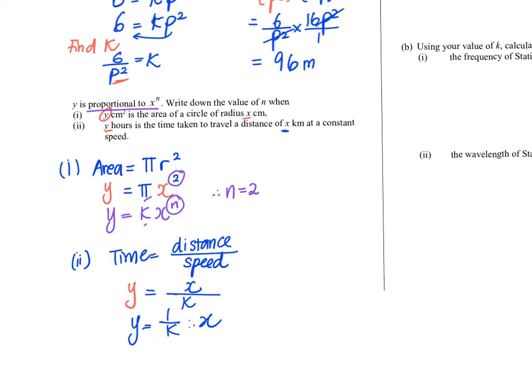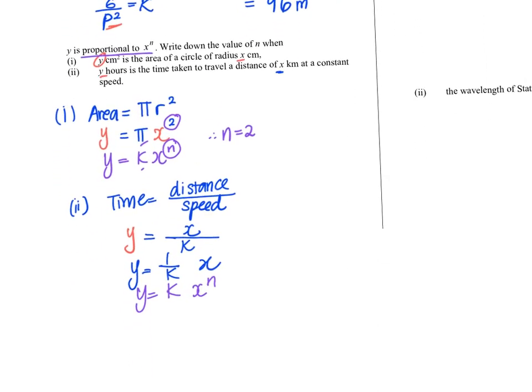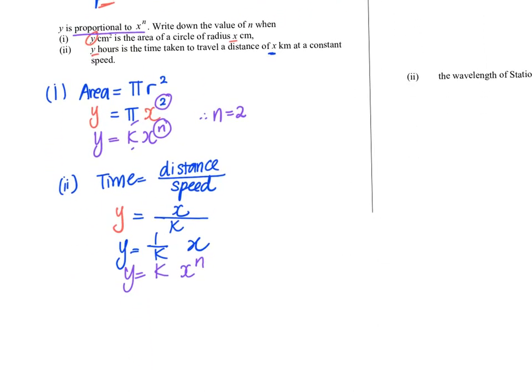So I'm going to erase the times, right? And compare this with y equals kx to the power n. Where k is just a constant, so that means these two are constants over here, and x is the same as x. So what's the power here for n? The power here is 1, so therefore n is equal to 1.